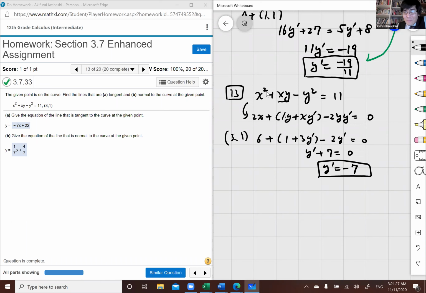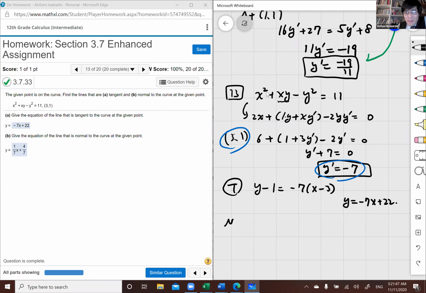So you know the point of tangency and the slope. So the equation of the tangent line is y minus y value is equal to slope times x minus x value, which is y is equal to -7x plus 22. Okay, that's the tangent line.